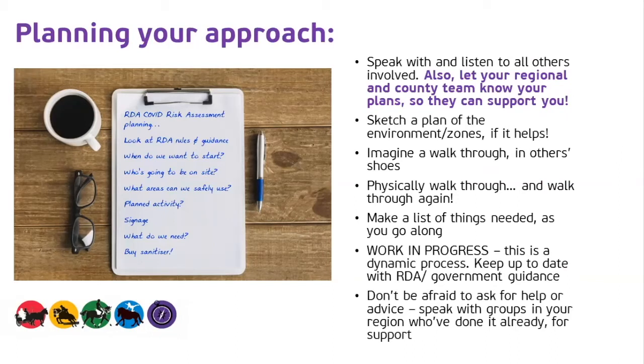When you can, physically walk through your plan, then walk through it again. It's amazing how issues become more apparent after several test runs. It's also a good idea to make a list of anything you might need to buy or to prepare in advance as you go along, such as signage, some sanitizers, cleaning products, or any additional pieces of equipment that you might need to avoid sharing and unnecessary contact.